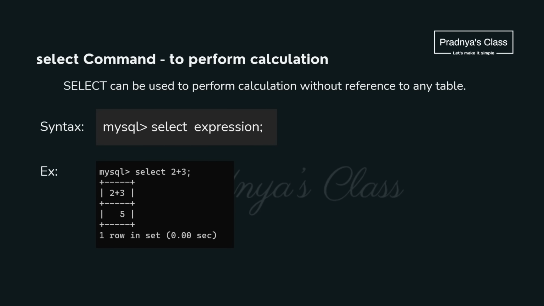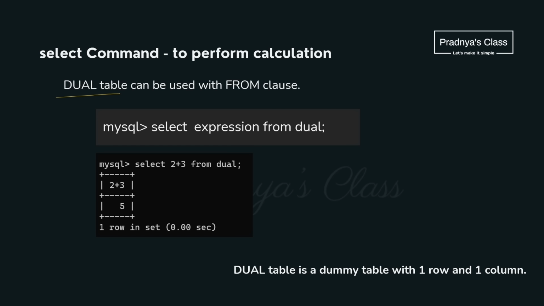This select command is very powerful and used in a different way. Even if you want to perform some calculation without the use of table, you can do it. Look at this example. Select 2 plus 3. We got the answer as 5. Here we did not use any table. But still, if you want to use the table, you can make use of dual table. Dual table is a dummy table with one row and one column. Look at the syntax. Select expression from dual. Same query we are writing with the use of dual table.